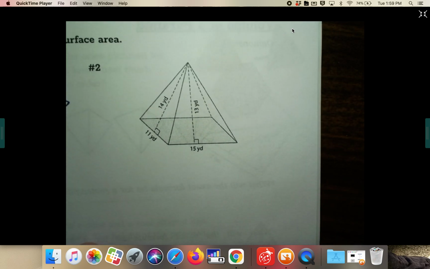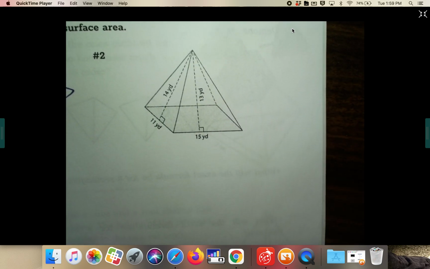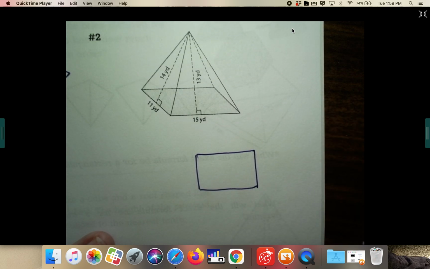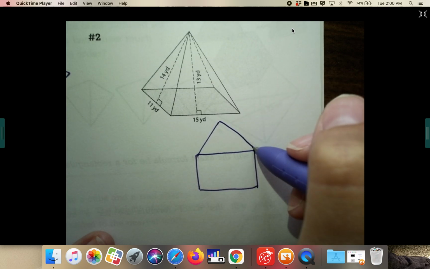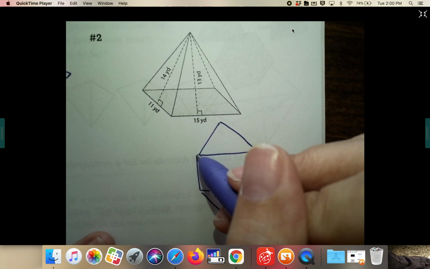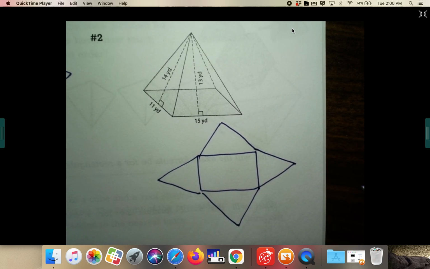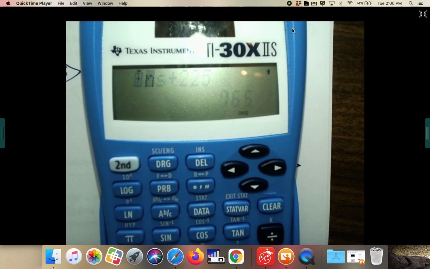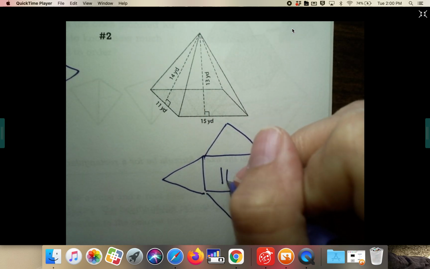All right, for problem number 2, and you'll need to show probably more work than what I did, but I'm just working it out super fast. Number 2 is a rectangular base. So draw a rectangle. This is an 11 by 15, and then you have 2 equal triangles coming off the top and bottom, and then 2 other equal triangles coming off the sides. So 11 by 15 is our base, and that is 165.